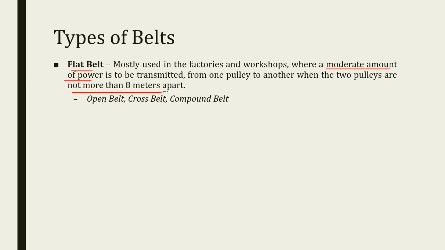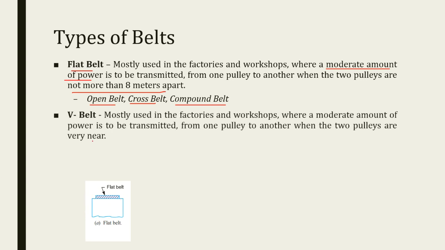That means the distance between two shafts is 8 meters. And there are different types of flat belts available. They are open belt, cross belt and compound belt. We will see what these types of belts are in the later slides. So this is a flat belt. This is how it looks. The cross section is rectangular and you call this belt a flat belt.